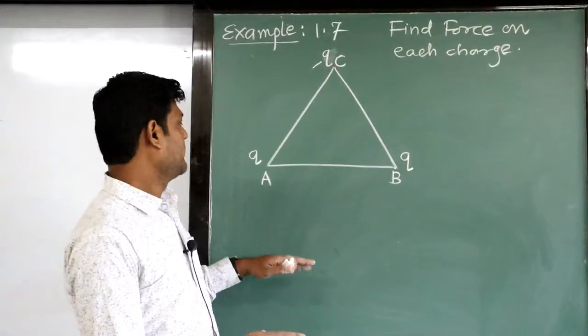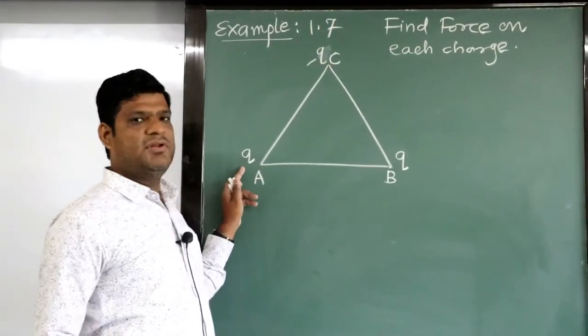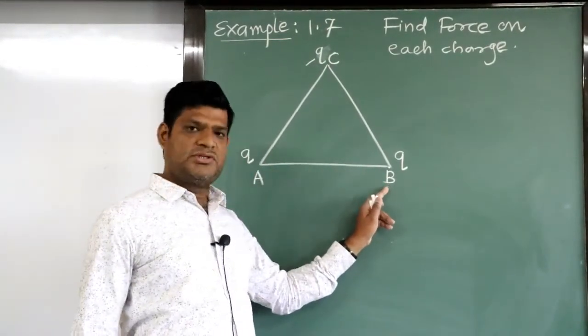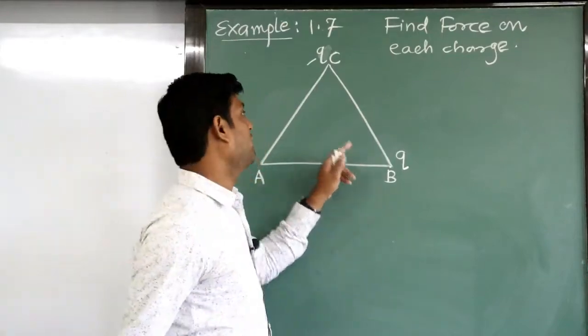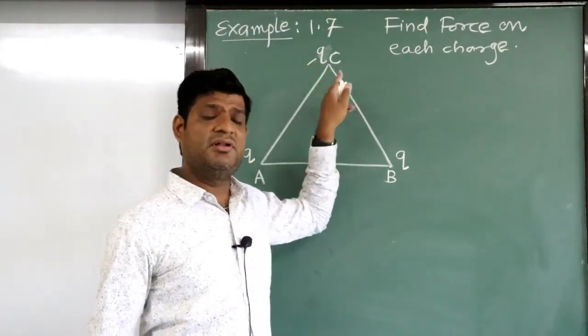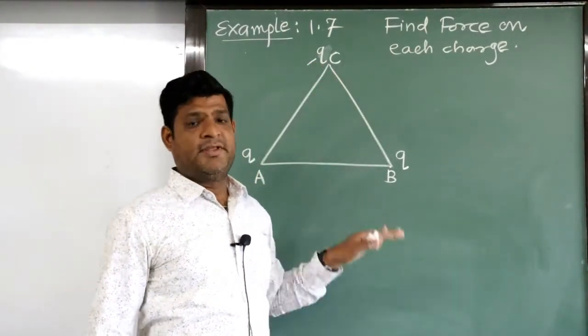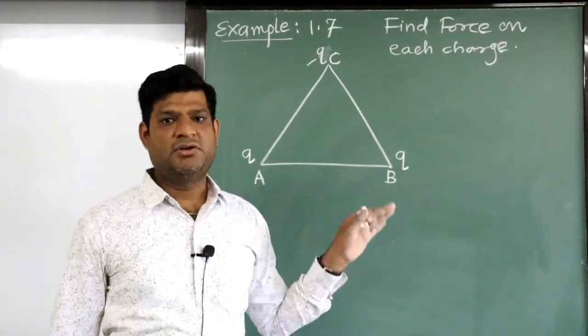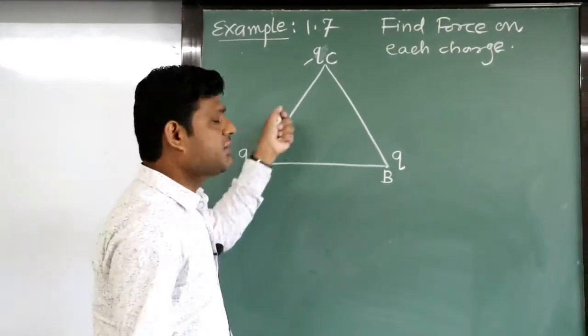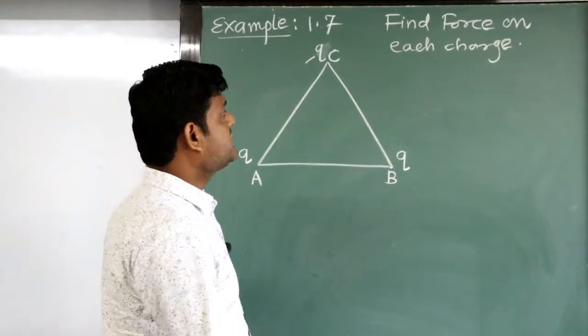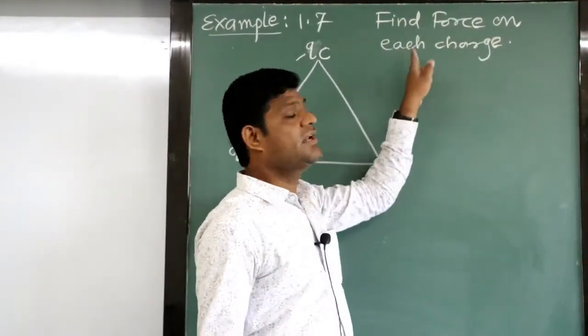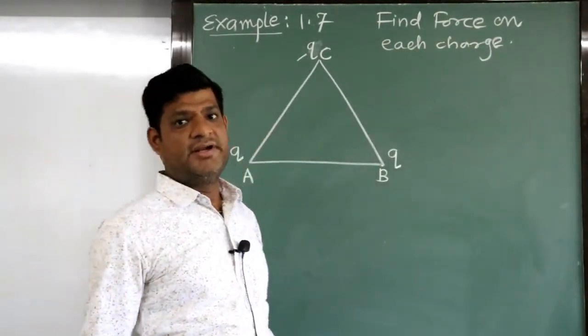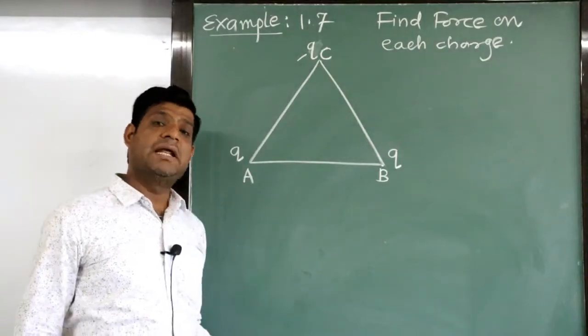The charge Q is kept on vertex A, the charge Q is kept on vertex B, and the charge minus Q is kept on vertex C. The diagram is given in the question. So it is an equilateral triangle and the question is: find the forces on each charge. We want to calculate the net force.